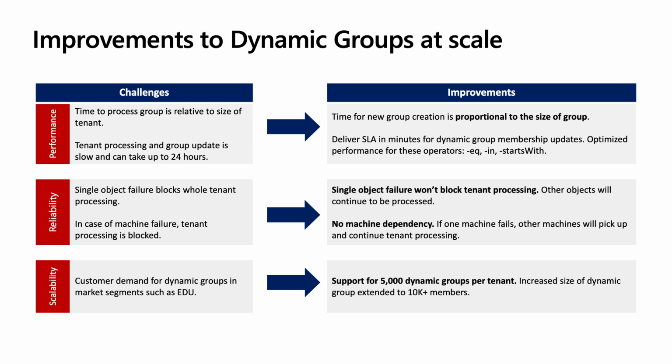The changes that we've made now force these groups to process relative to the size of members in the group. That way, if you have a very large tenant, but you have a group that only has, let's say, a few thousand users, it's going to execute much more quickly. This is bringing the SLA down even to minutes.